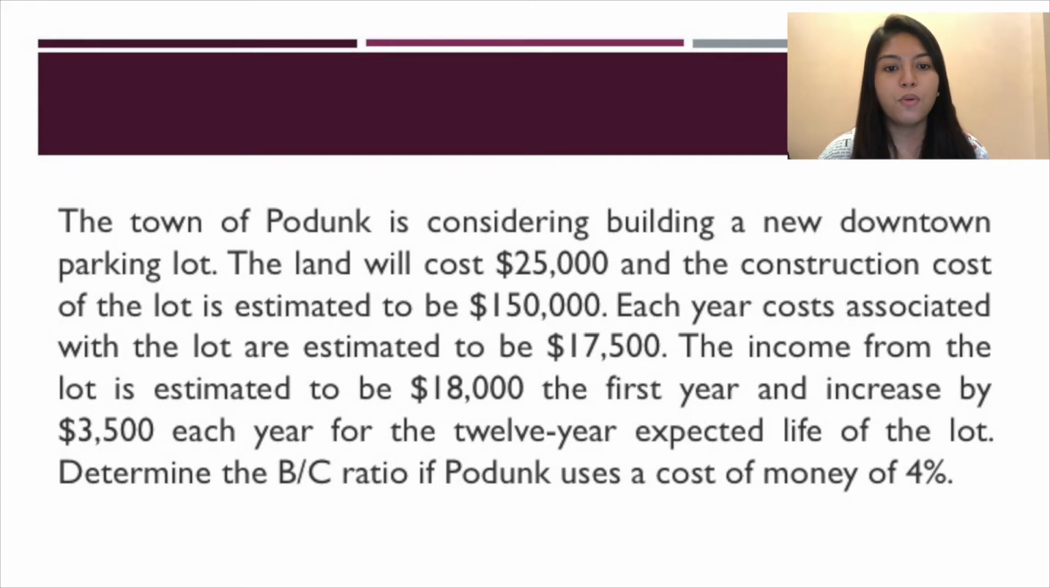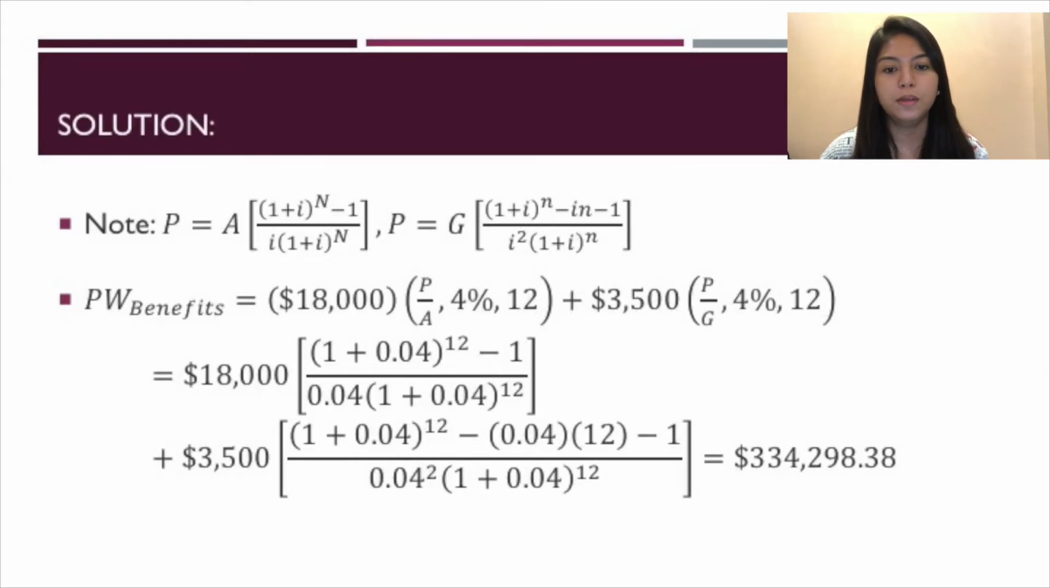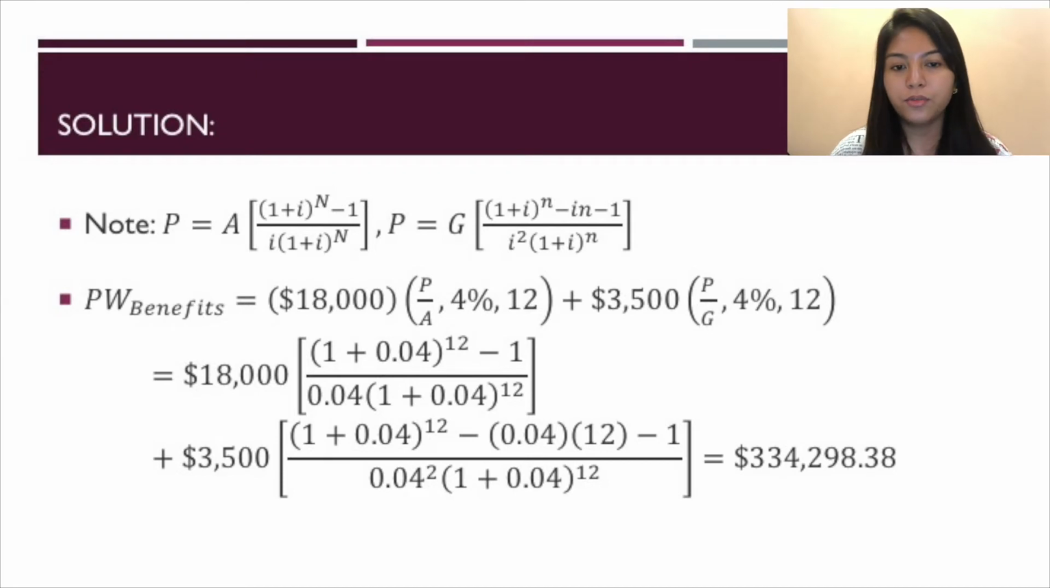Now, to solve this problem, we have to use the formula P equals A multiplied by the quantity ((1 + i)^n − 1) over (i(1 + i)^n), which was already used in the previous sample problems, and another formula, P equals G multiplied by ((1 + i)^n − i·n − 1) over (i^2 (1 + i)^n). This is for the present worth of benefits, that means to say the income.